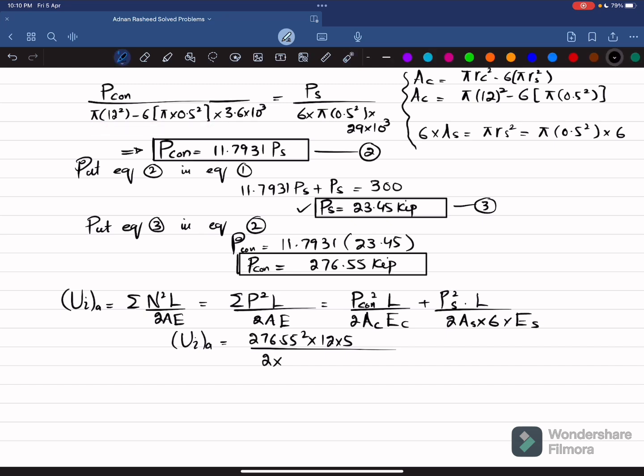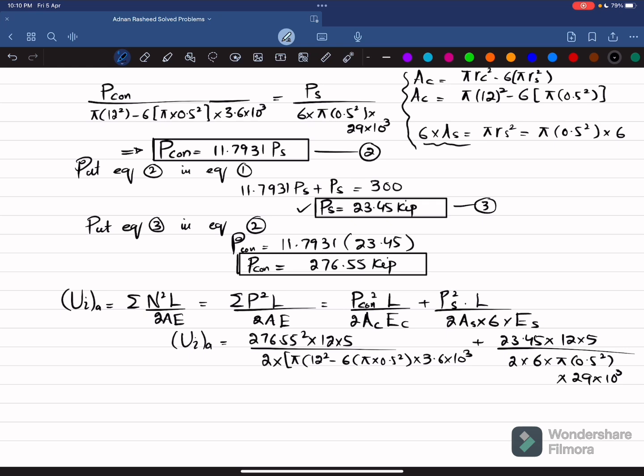Clear? So I will write it pi into 12 square minus 6 multiplied by pi into 0.5 square into E of C, which is 3.6 into 10 to the power 3, plus P of steel, which was 23.45, into length 5 feet, so 5 into 12 will give you inch, divided by 2, and area of steel, 6 steel rods, is this one. So 6 multiplied by pi into 0.5 square multiplied by E of steel, which was 29 into 10 to the power 3 KSI. When you solve this, you will get strain energy due to this axial loading to be 1.544 kips into inch.